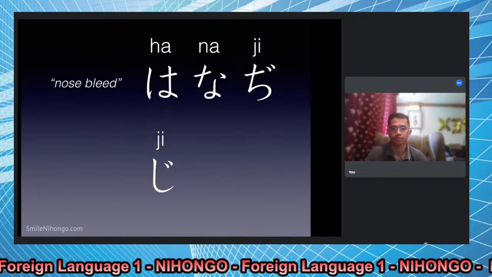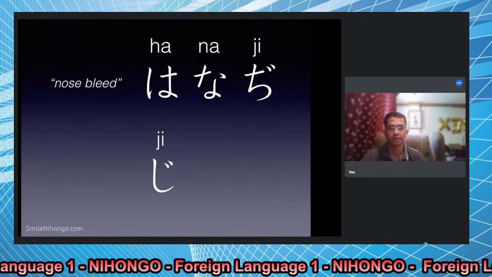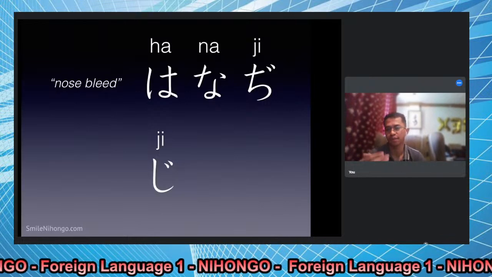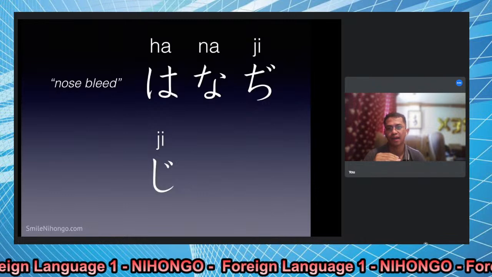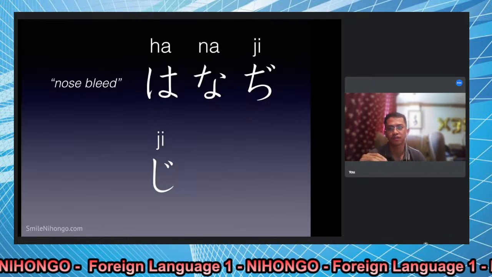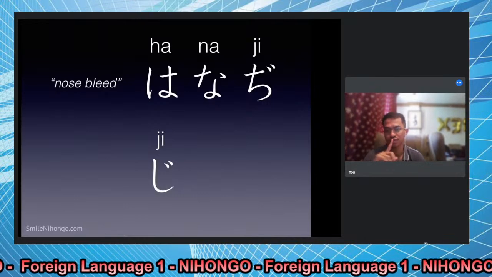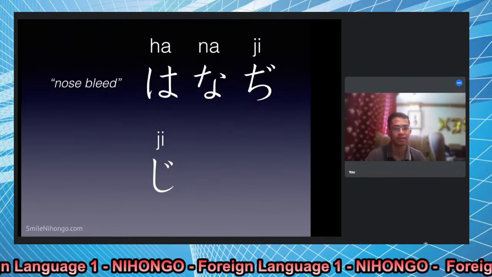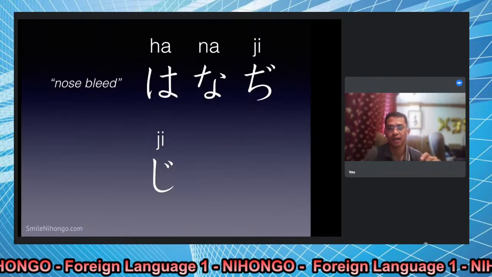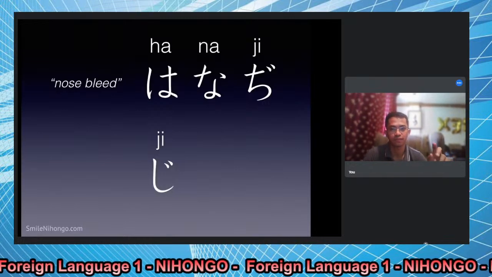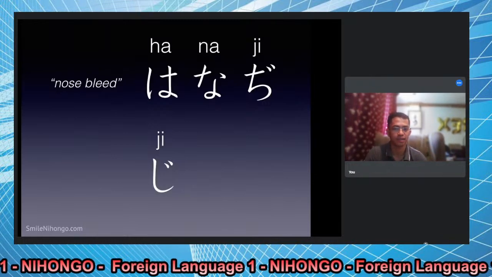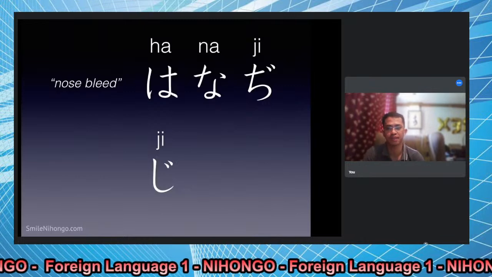So as you will remember, nosebleed is hanaji, right? Hana is nose and chi is blood. That is why chi plus ten-ten, which is the ji sound, makes hanaji, which means nosebleed.